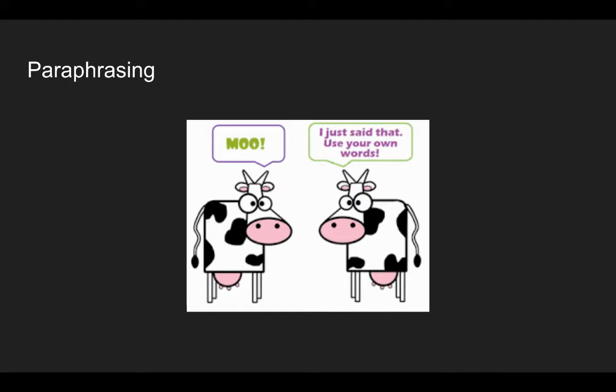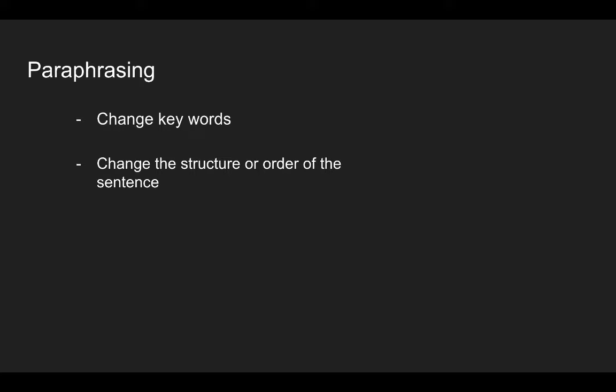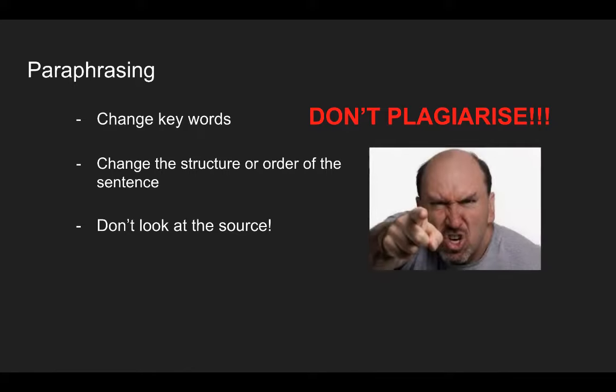Paraphrasing. The best way to write evidence in your essay is to paraphrase. Keep the meaning the same, but write in your own words. Use synonyms to change key words and change the structure and order of the sentence. Often it's best to write the sentence without looking at the source. Remember, any words you use from the text which are not paraphrased or in quotation marks is plagiarism.